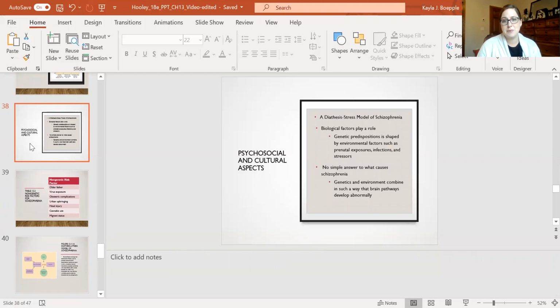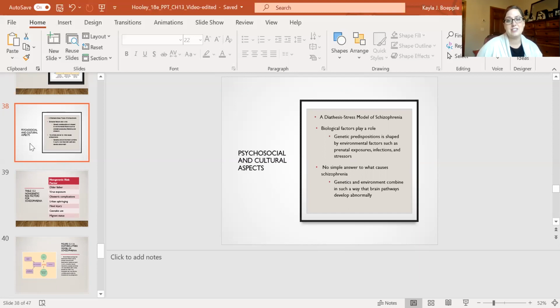So the diathesis stress model of schizophrenia. So biology factors play a large role. We already talked about how there's that genetic component to it. There's that genetic predisposition, but also those environmental factors. Living in an urban setting, having, think about maybe the stress of mothers going on when the baby is just a fetus, or the mother may be getting an infection during that second trimester. Those things are going to be all environmental things that can also increase the risk of developing schizophrenia. And there is no simple answer to what causes it.